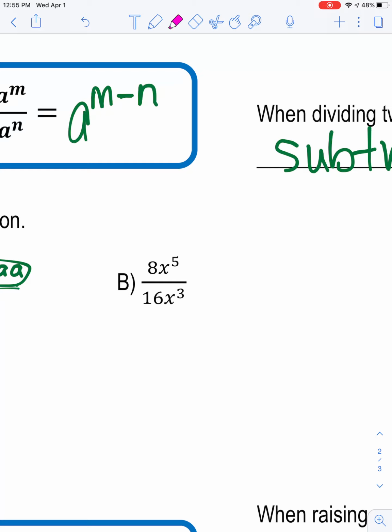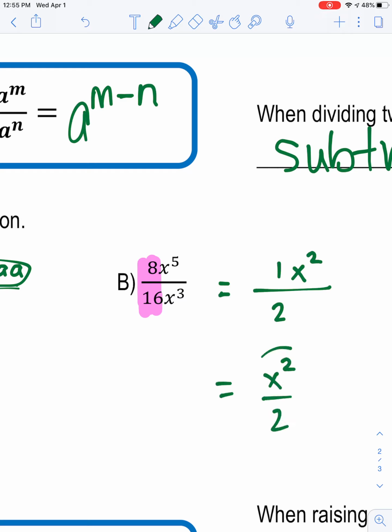All right, now in part B, we actually have coefficients. So just like above, when those got multiplied like normal, these will just get divided like normal. Then when I look at the x's, I will subtract those exponents. So with 8 and 16, if I divide the top by 8 and the bottom by 8, this reduces to 1/2. So 1 on top, 2 on the bottom. Then x to the 5th over x to the 3rd. 5 minus 3 is a 2, so I have an x squared. So you don't need the 1 in front. Your final answer is x squared over 2. Just make sure that when you divide, you have that 2 on the bottom in the denominator.